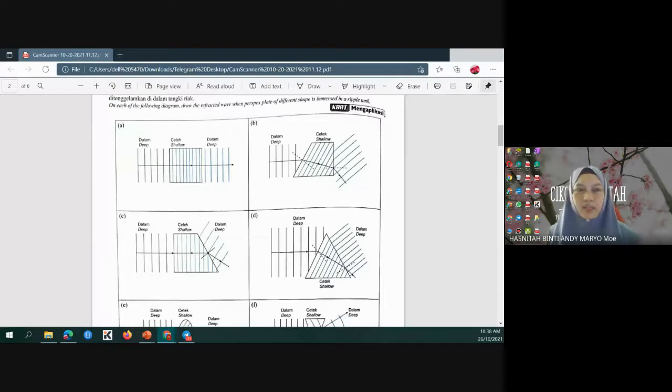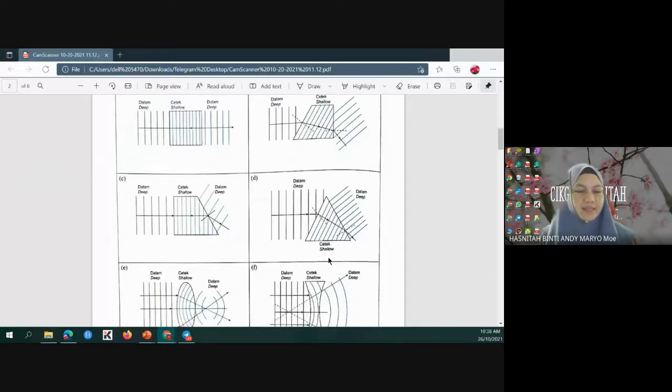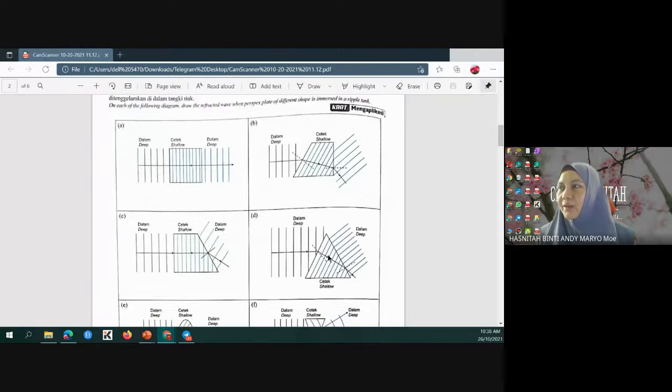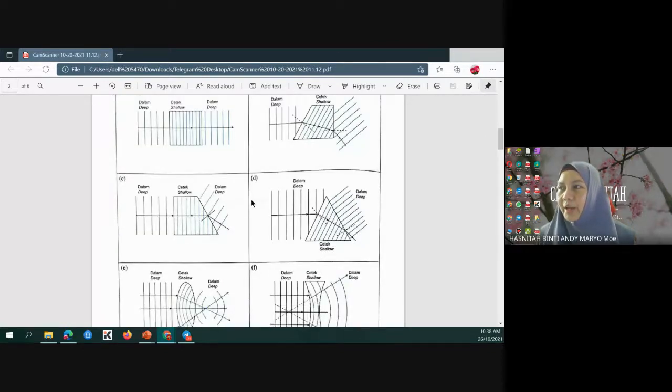So today we continue with our lesson on physics, but before that, I would like to make a correction on the answer I shared with you on our previous exercises on refraction of wave. If you refer to this diagram, for diagram D, there is a small mistake in drawing the wavefront for the deep water region. I think the rest have no problem.